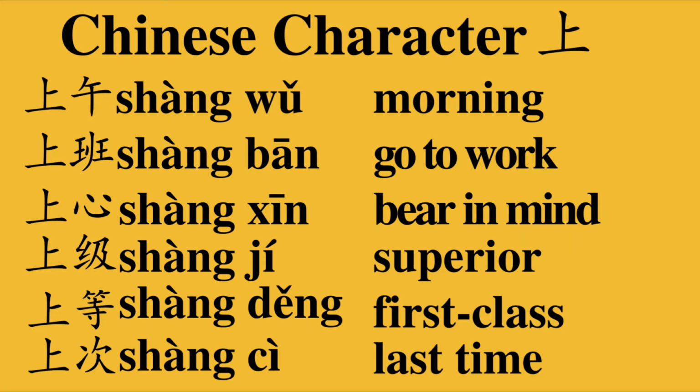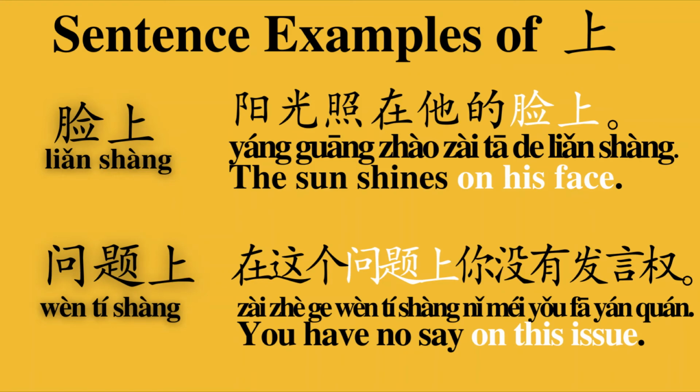Commonly used Chinese words using 上: 上午, morning. 上班, go to work. 上心, bear in mind. 上级, superior. 上等, first class. 上次, last time.